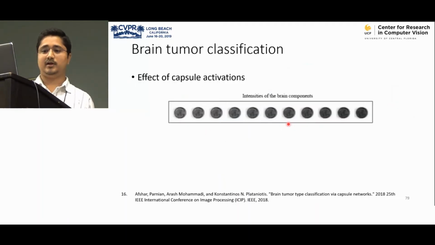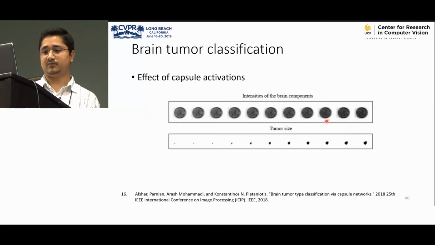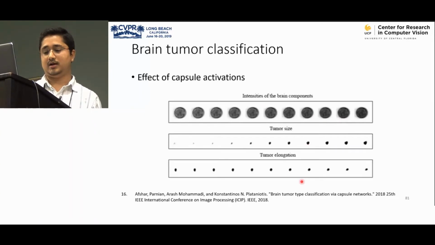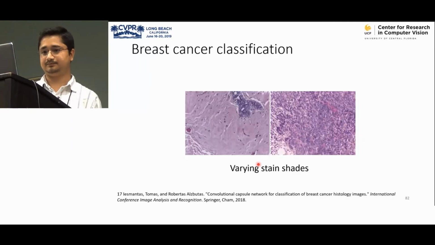One interesting finding these guys have is that the capsules they get for the tumor images, they can actually modify those capsules to do a reconstruction where they can control different things. For example, in this case, they are trying to modify the intensity in the brain components. They can also control the size of the tumor, and on this parameter they are trying to elongate the tumor present in the image.